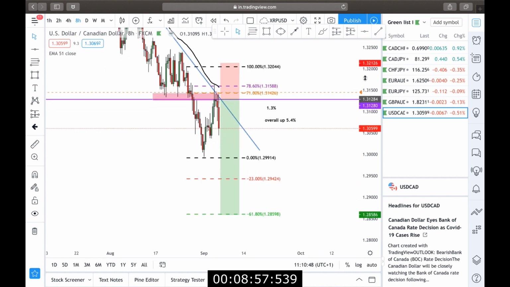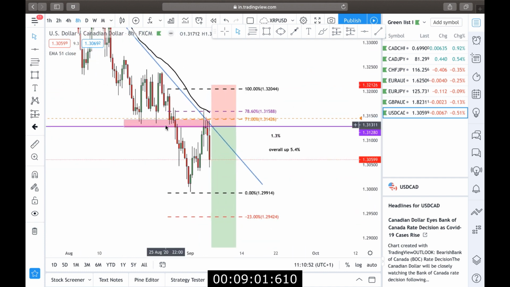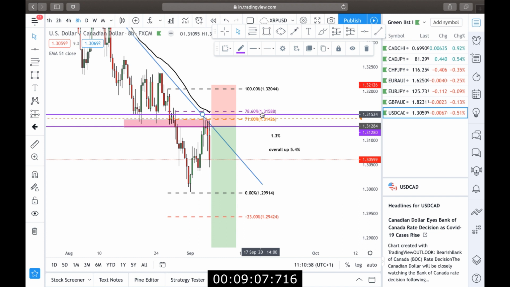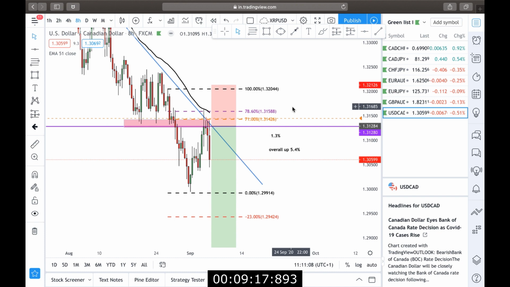So when it came up again, and it came up to our psych level, let me show you, 1.31500, and this structure zone here, previous support, then acted as resistance, and I had the 8-hour EMA, I knew that this was going to have a sell-off. Okay, guess what I predicted?